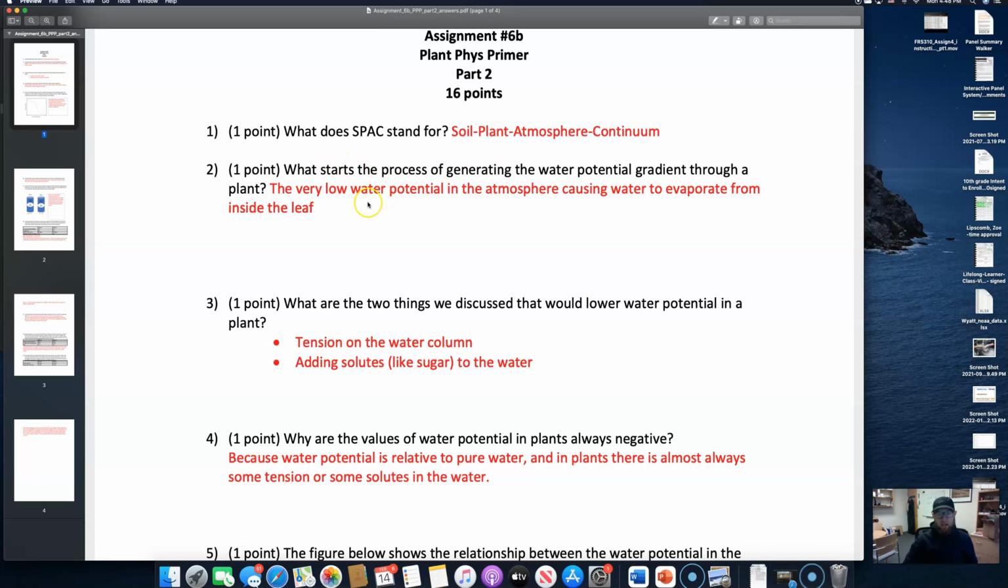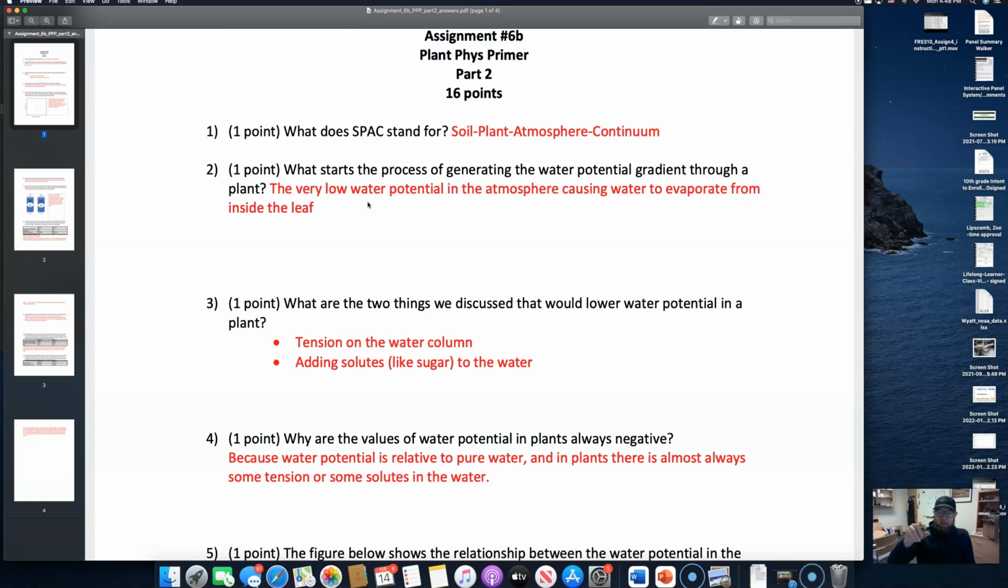What starts that process, and that's again the relatively dry air in the atmosphere. And because we're describing the water status in a system by the water potential, the water potential in the atmosphere then is really low because we know water is moving from places of high water potential to low water potential. So the atmosphere is really low water potential because there's very little water there relative to what's in the plant. And so that dry atmosphere causes evaporation from the leaves inside the leaf.